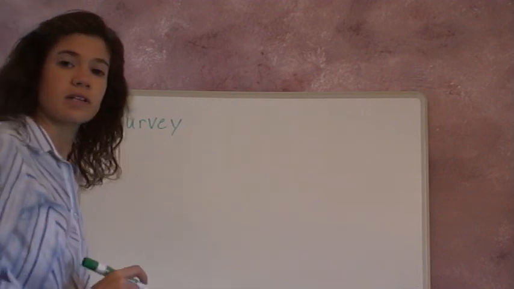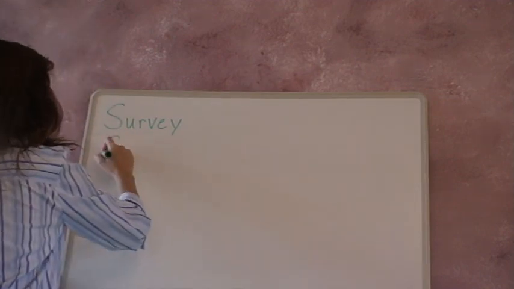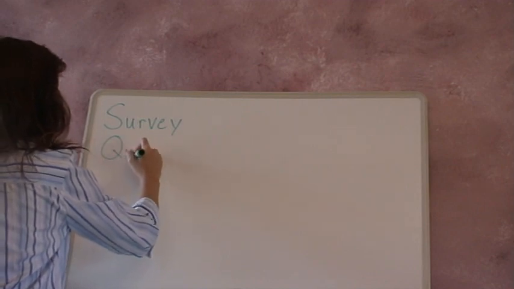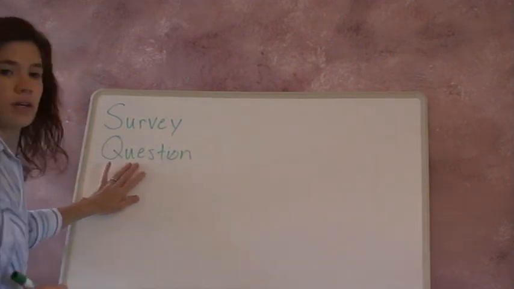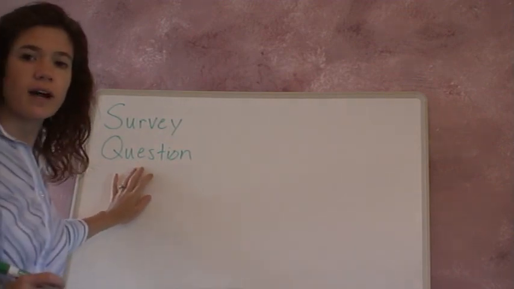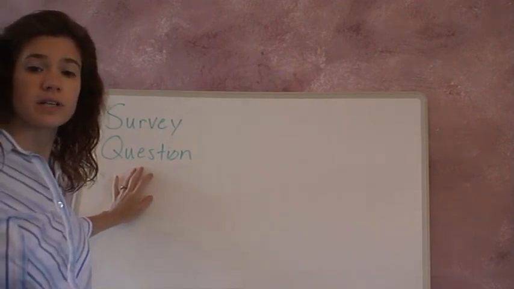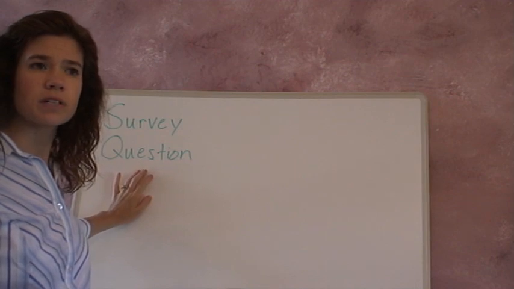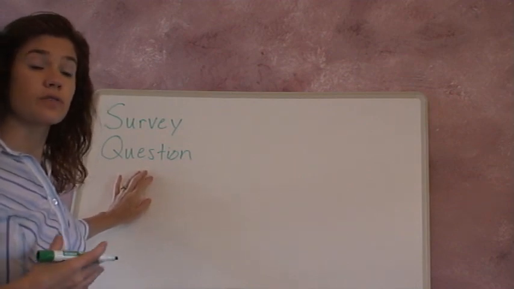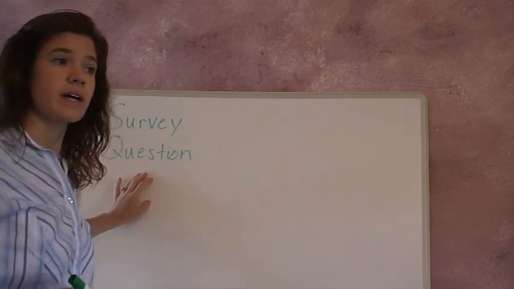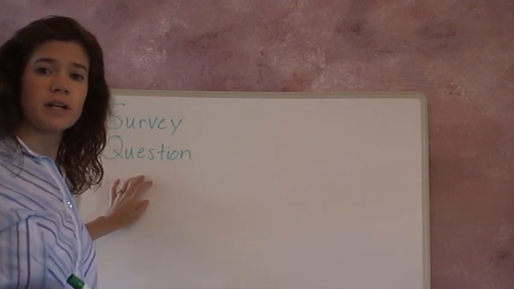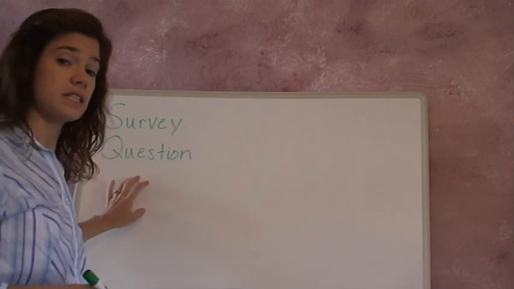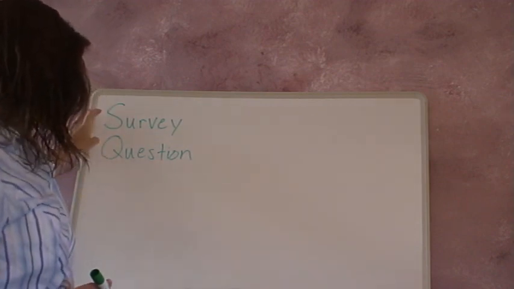Second is Q, question. We want to figure out what the question is asking. What does the problem want us to solve? Are they asking us for the dimensions of a fence? Are they asking for the angles of a triangle? Things like that. We need to evaluate what it is that we need to solve and find out. So we have SQ.